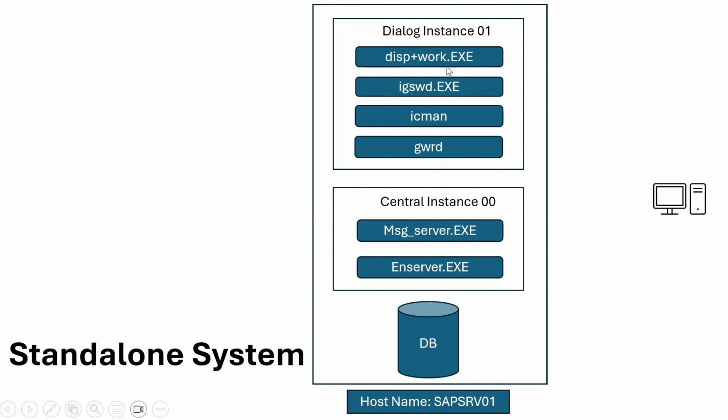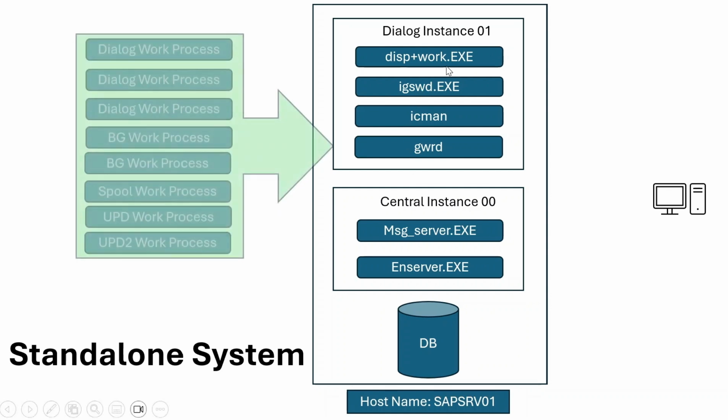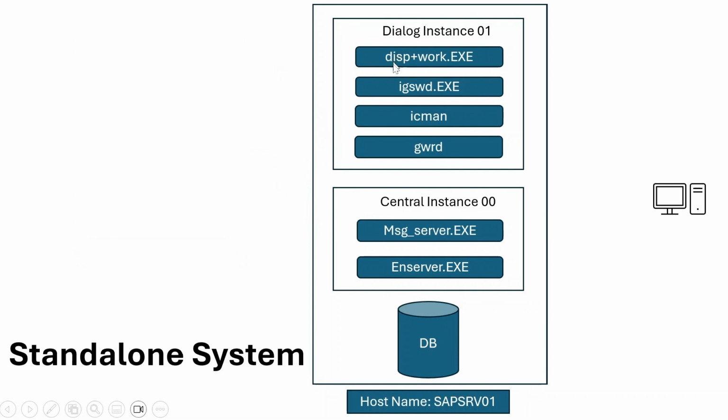So these are the services. Dialog instance has four services. One is called disp+work, another is IGS, ICM, and gateway. Four mandatory services in the dialog instance. In the central instance, you have two services: one is the message server and the other is the enqueue server. These six services each have their own work.